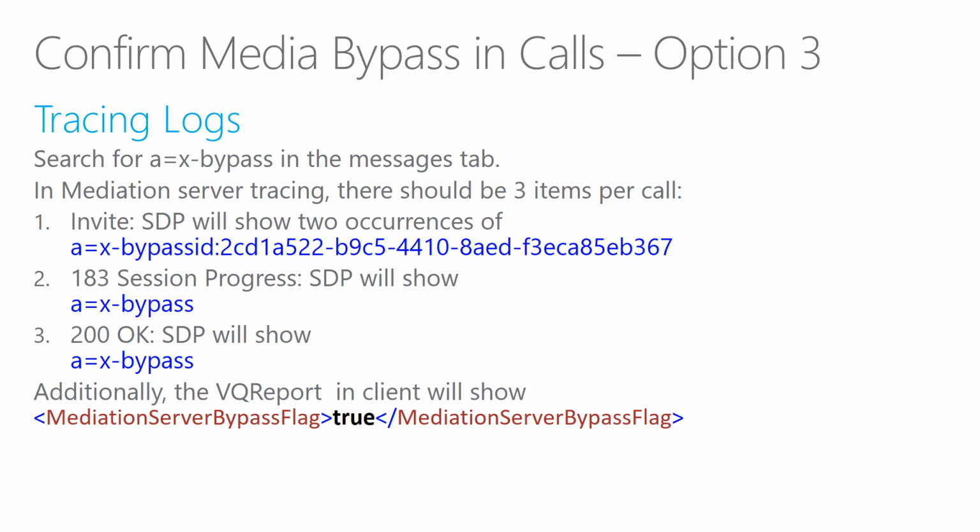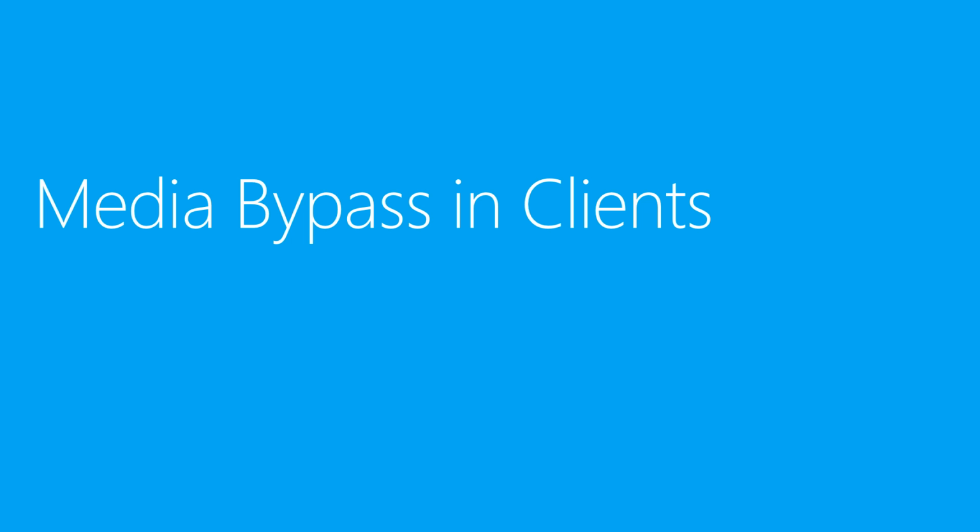Additionally, the VQ report in the client UCAPI log will show mediation server bypass flag as true. In this next section, we'll take a detailed look at media bypass in clients.